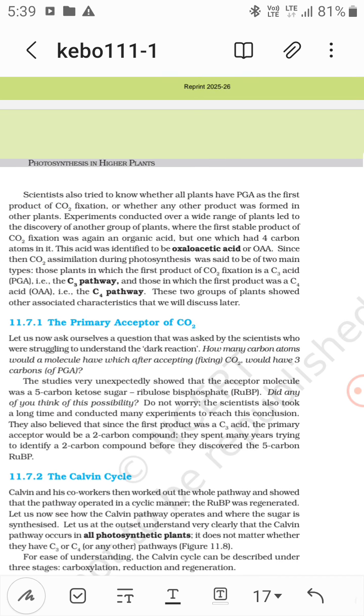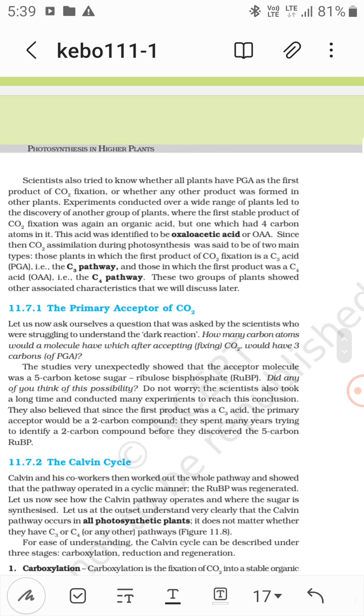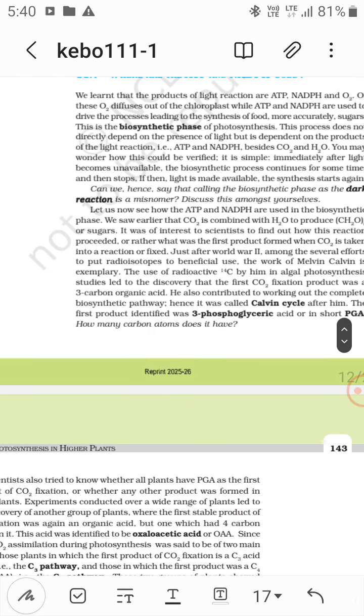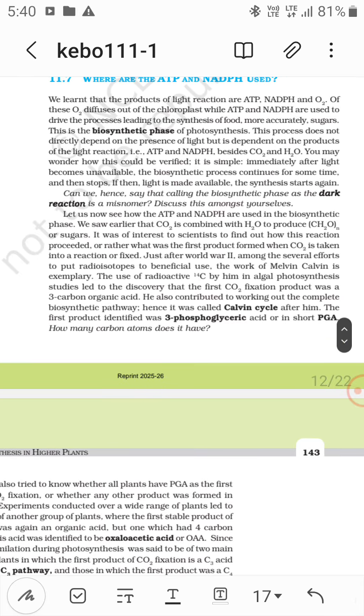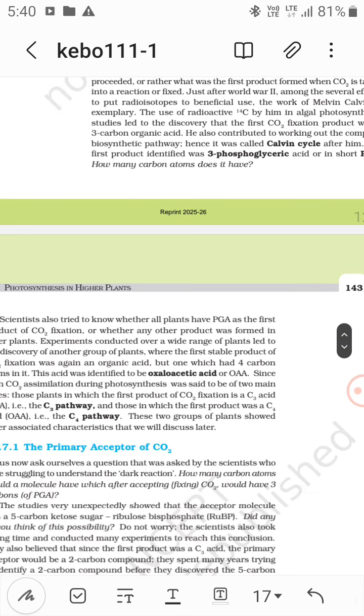Okay, C3 pathway, and there is C4 pathway. In the C3 pathway, the first product is PGA, and in the C4 pathway, the first product is oxaloacetic acid. This was proved using radioactive C14 in algal photosynthesis, that is the C3 cycle.